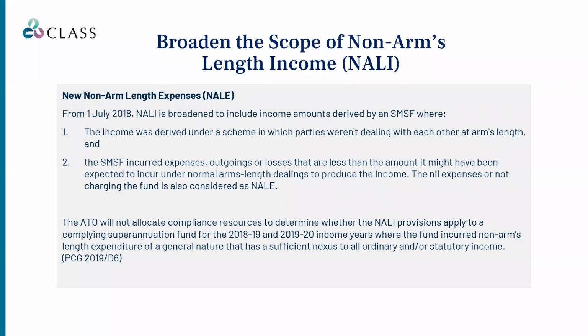It's designed to include income amounts derived from a self-managed super fund where the income was derived under a scheme in which parties were not dealing with each other at arm's length, and the self-managed super fund incurred expenses, outgoings, or losses that are less than the amount it might have been expected to incur under a normal arm's length arrangement. Not charging the fund at all is also considered a non-arm's length expense.